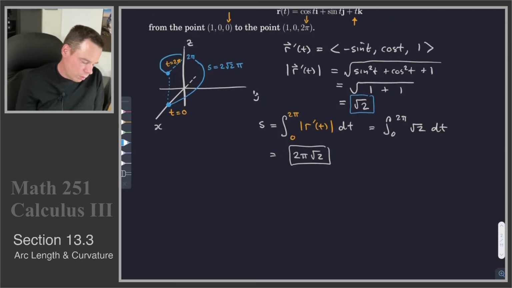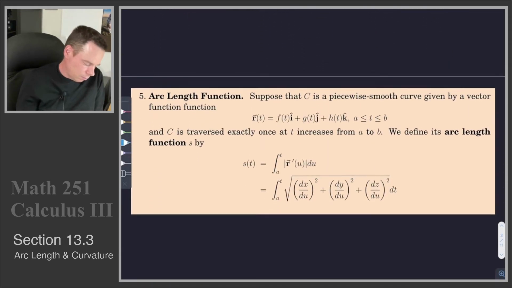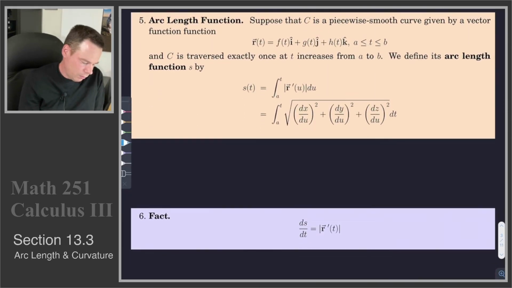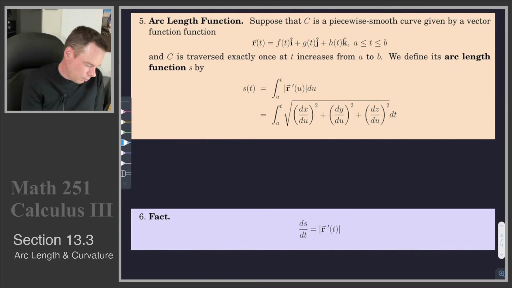So the very first thing we're going to do is introduce the arc length function. Suppose C is a piecewise smooth curve given by a vector function r of t, which has component functions f of t, g of t, h of t. And let's suppose C is traversed exactly once as t travels from a to b.